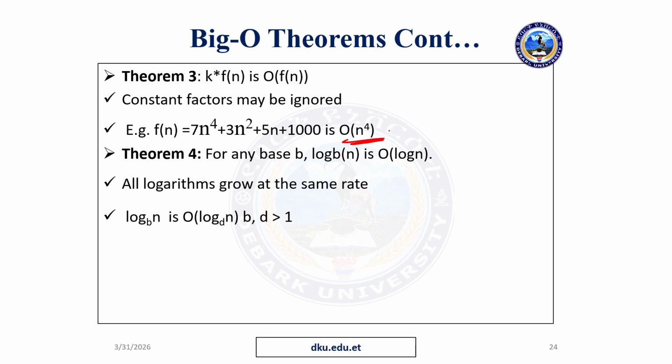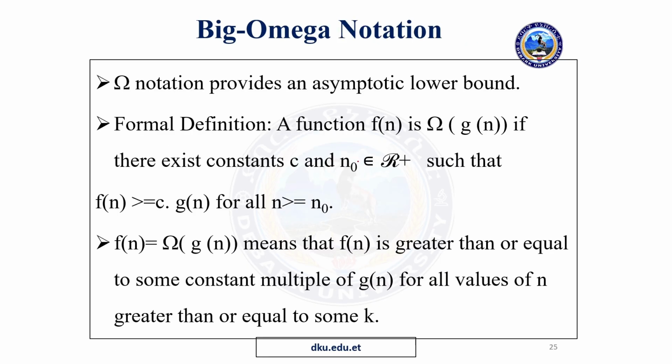Theorem 4: for any base b, log base b of n is big O of log n. So we simply ignore the base. All logarithms grow at the same rate, so we will not consider the base.